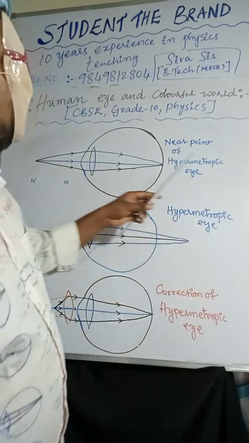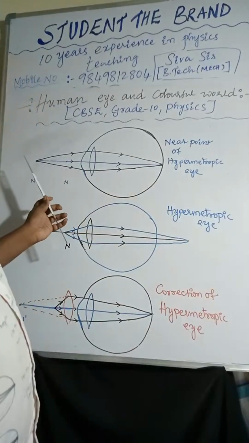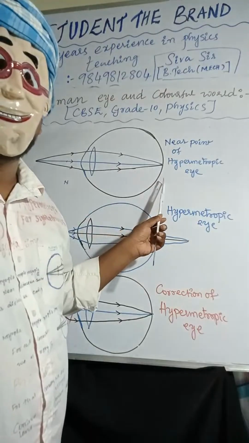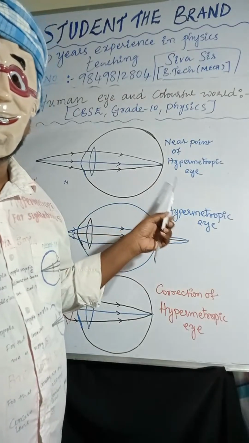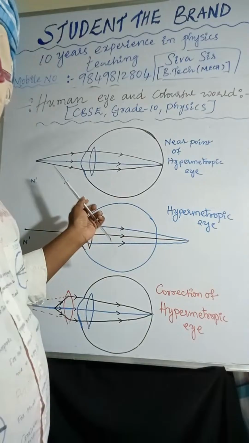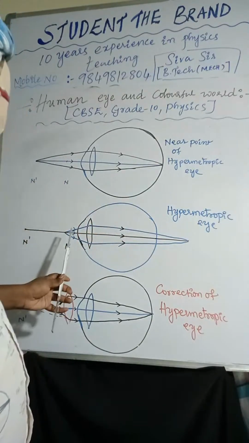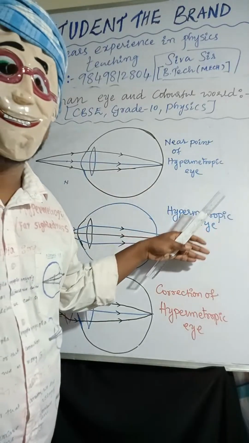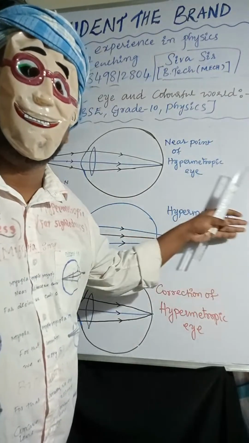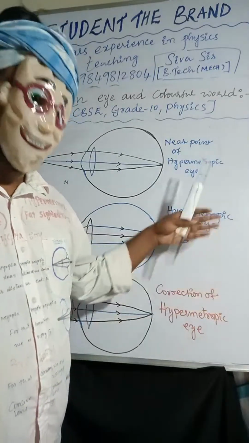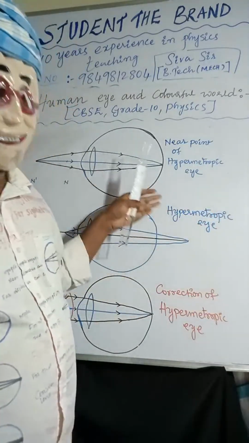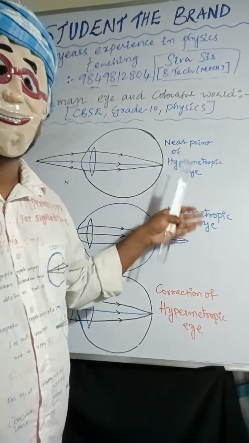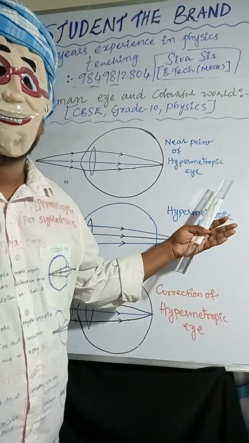Light rays are coming from N dash, that is the near point of the hypermetropic eye. Light rays will meet at the retina. If the light rays are coming from N, those light rays will meet beyond the point. So the person who has hypermetropia can't see near distance objects.